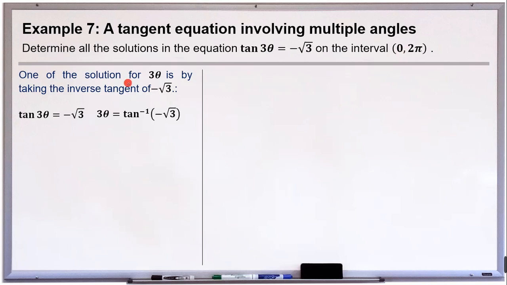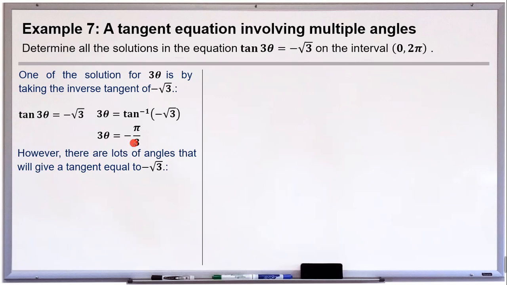So one of the solutions for 3 theta is by taking the inverse tangent of negative square root of 3. So 3 theta is the arctangent of negative square root of 3. The angle that will give us a negative square root of 3 for tangent is negative 60 degrees, or in radians, negative pi over 3. Now this is not yet the final answer because we still have lots of angles that will give a tangent equal to negative square root of 3. So we are going to refer our analysis to the unit circle.